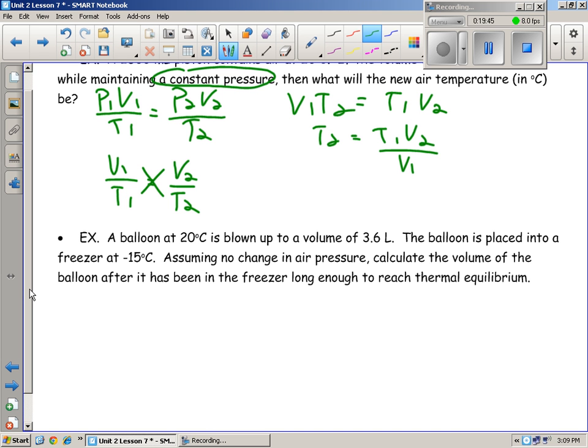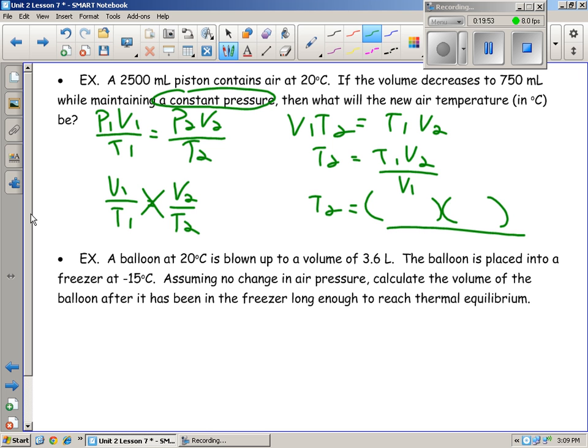So, obviously, we have some numbers here for us. T2 is equal to T1 V2 over V1. T1 is what? 20 degrees Celsius, which is 293.15 Kelvin. V1, the 2,500 milliliter piston, that's got to be down here, 2,500 milliliters. It decreases to 750, that's my new volume. What is T2 going to work out to be?